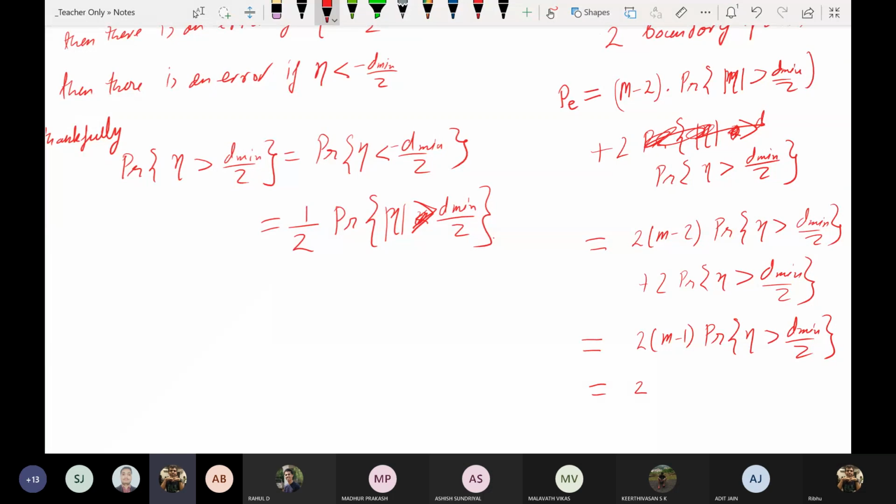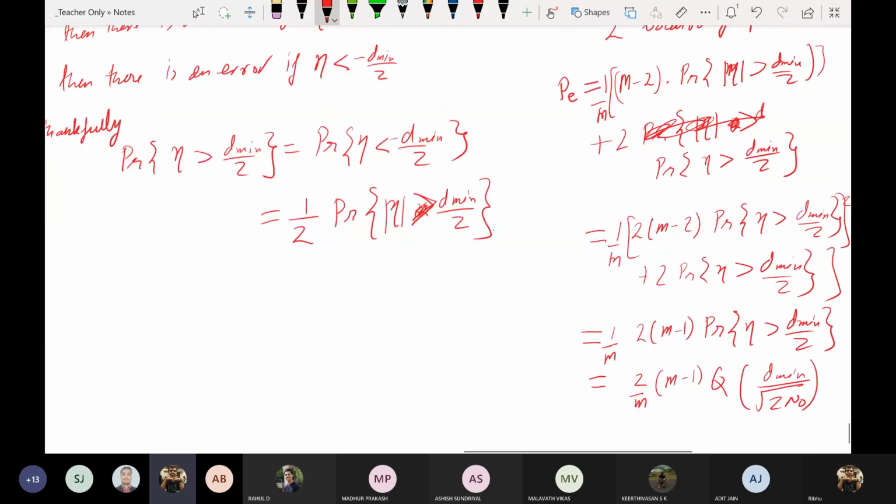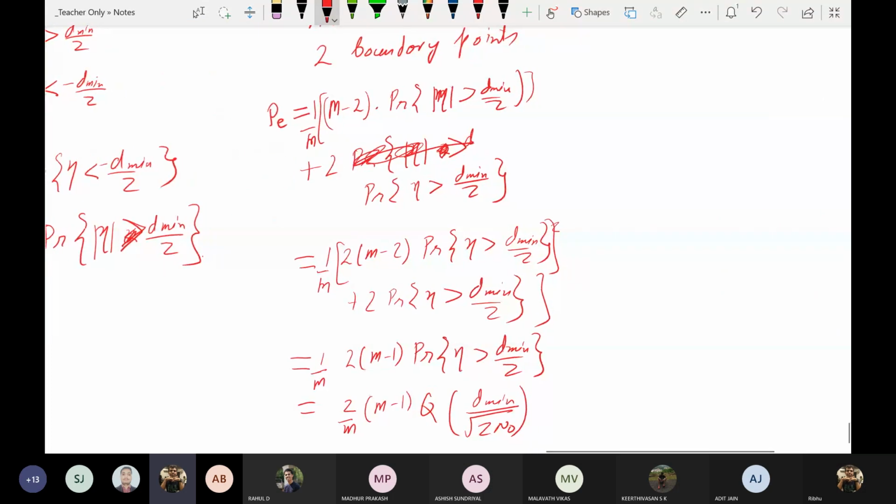Yes, sir. Equals twice of, and yeah, there is a 1 over M sitting over here that I had forgotten, because you will be multiplying everything with the 1 over M. So this is a 1 over M sitting here, 1 over M sitting here, 2 over M, 2 Q of d min by, right? This equals Q of, fine.